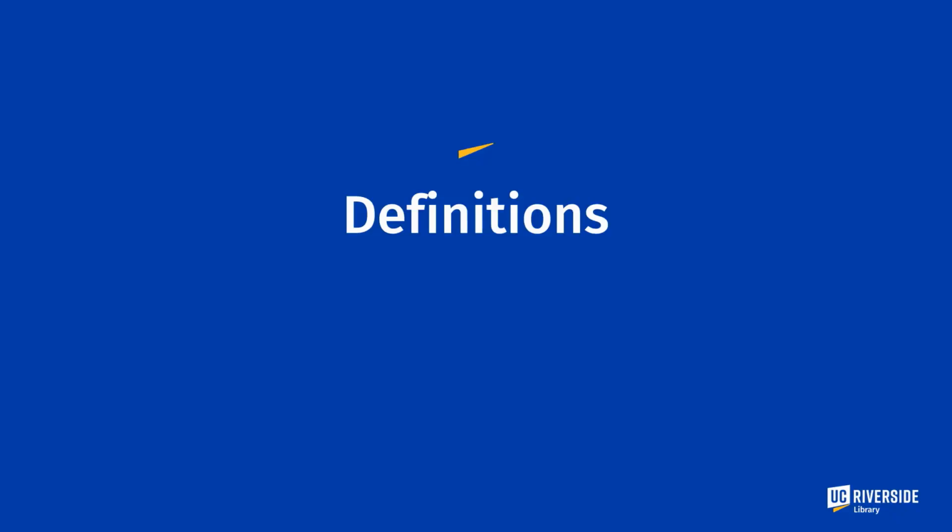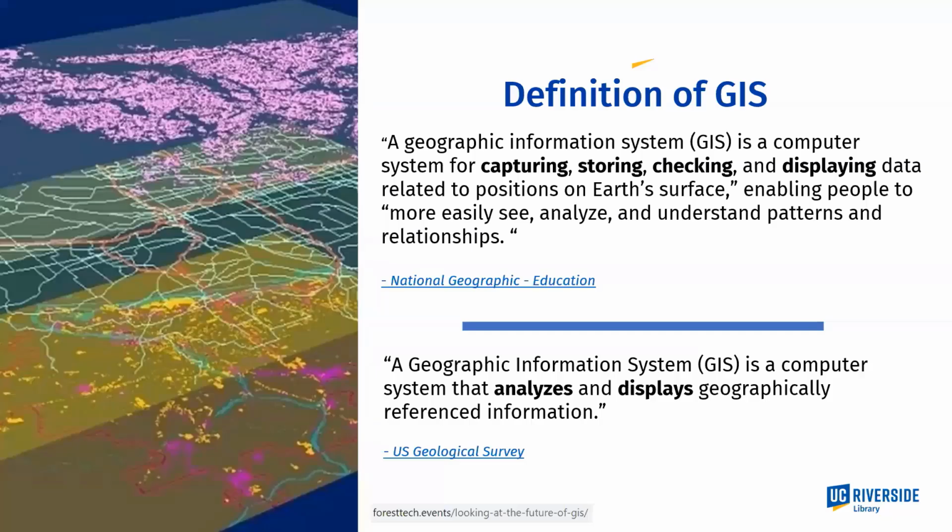All right, so let's start with those definitions first of all. Every time I give a workshop like this, I kind of look around online to see if I can find definitions that really capture well what a GIS is and can do. And this time I've found two, one on the top from National Geographic. A GIS, or Geographic Information System, is a computer system for capturing, storing, checking, and displaying data related to positions on the Earth's surface. And that enables people to more easily see, analyze, and understand patterns and relationships.